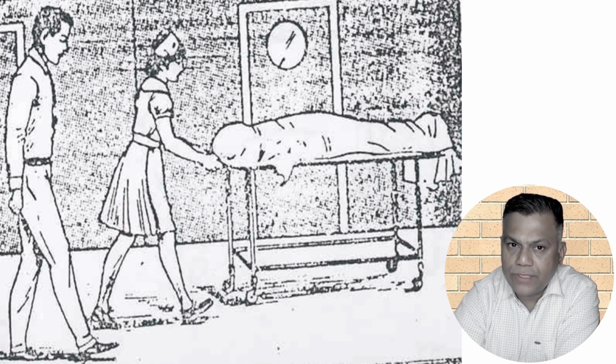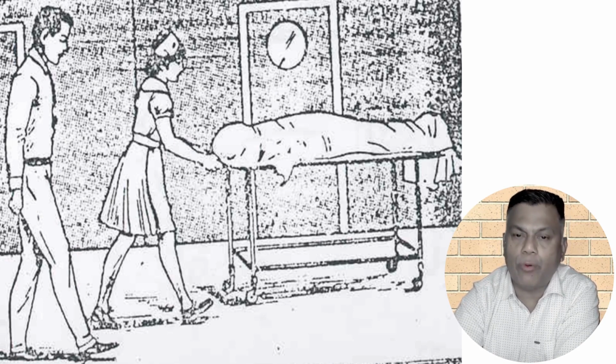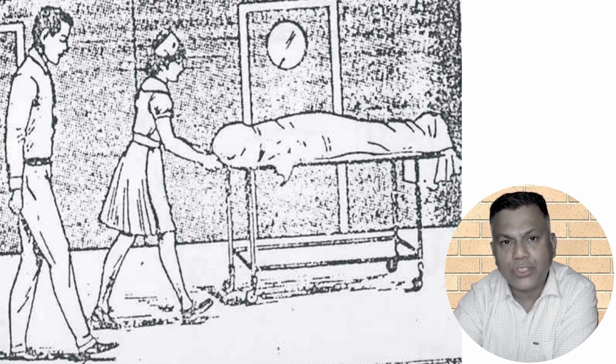If you observe this picture, you can see a stretcher on which there is a dead body. Not understood whether it's a male body or a female body, but looking at the length of the body, definitely it has to be a grown-up adult person, fully covered with white cloth. The stretcher is clearly seen.